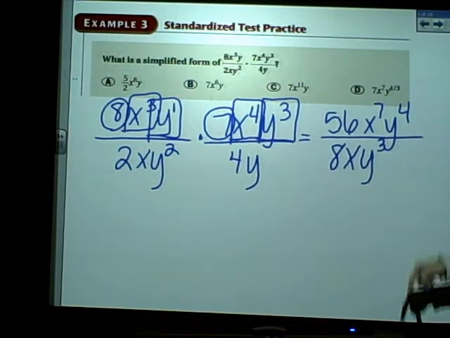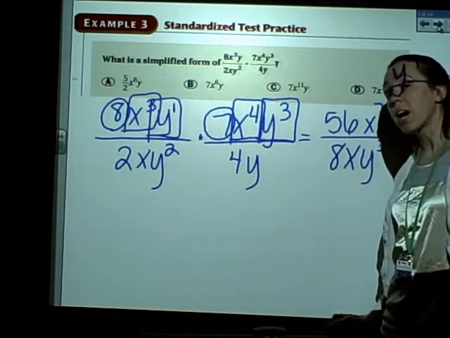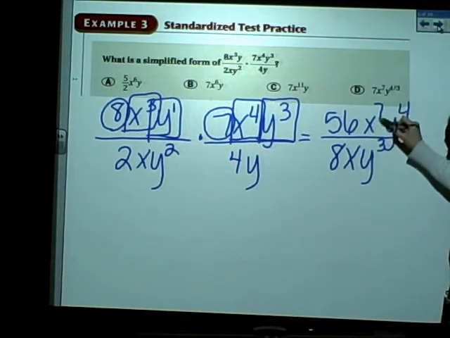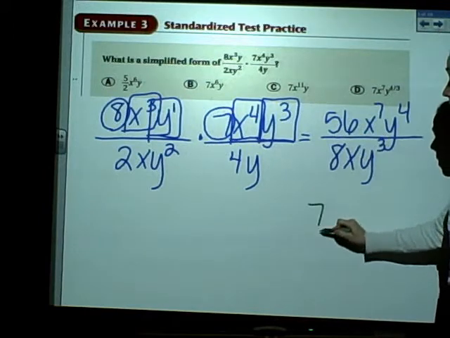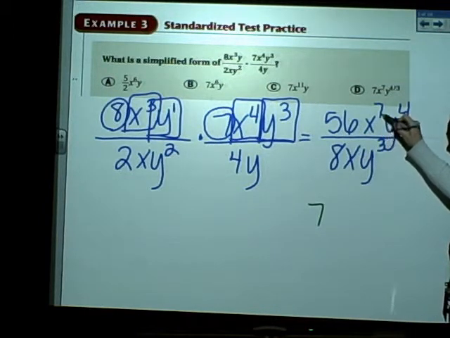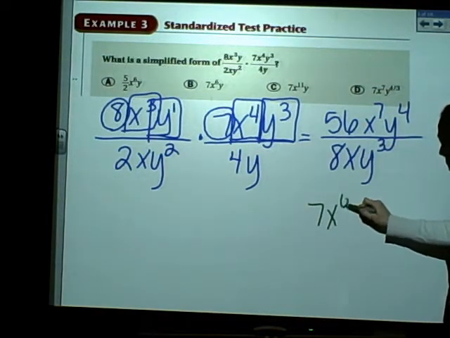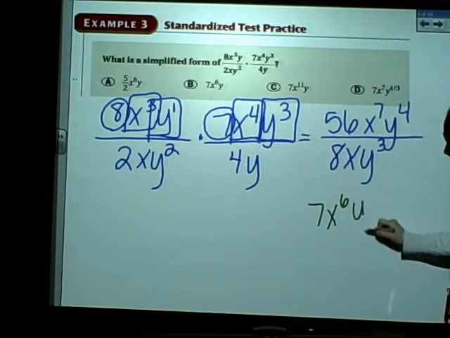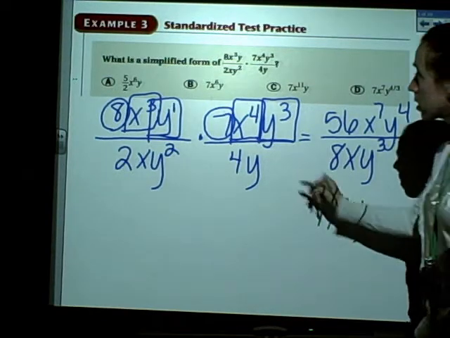Now this should look familiar to you guys. You've seen this before. When you simplify with these exponents, we're going to divide our numbers and subtract exponents. So 56 divided by 8 is 7. X to the 7th over x, so we have 7 minus that hidden 1 is 6. Then we go 4 minus 3. Just gives me y to the first, and I can leave it as y. So my answer is B.